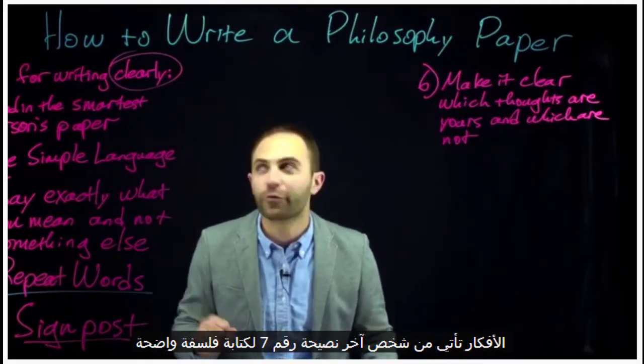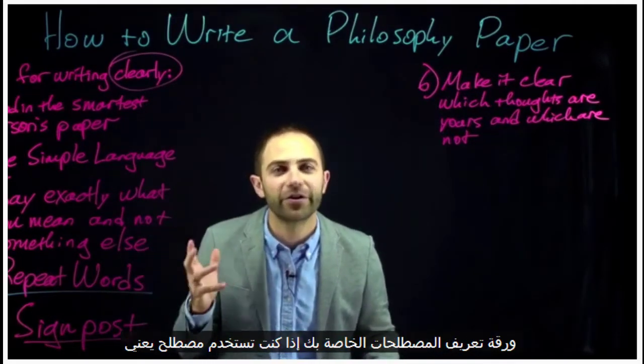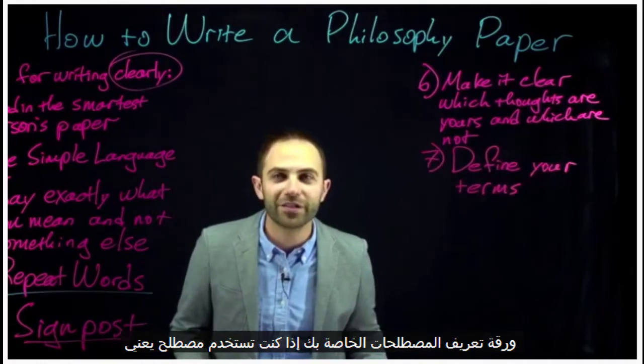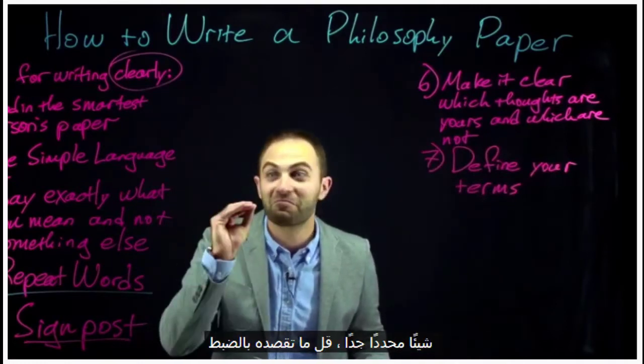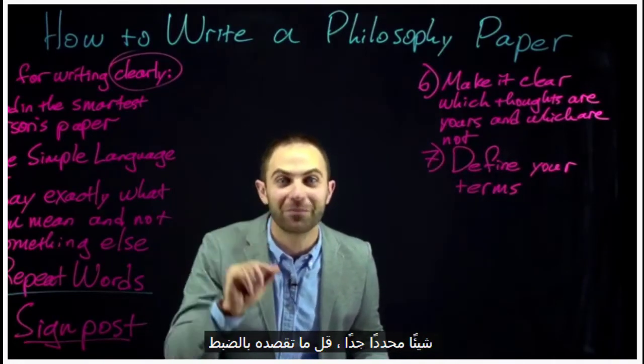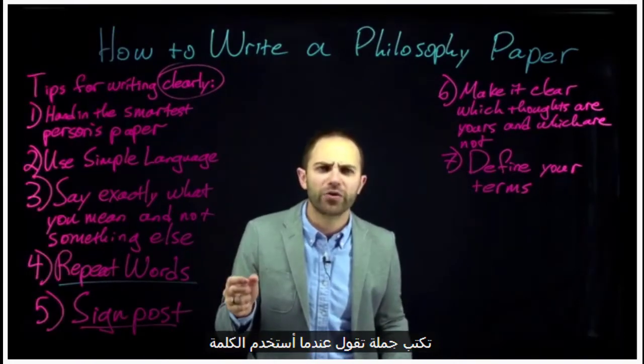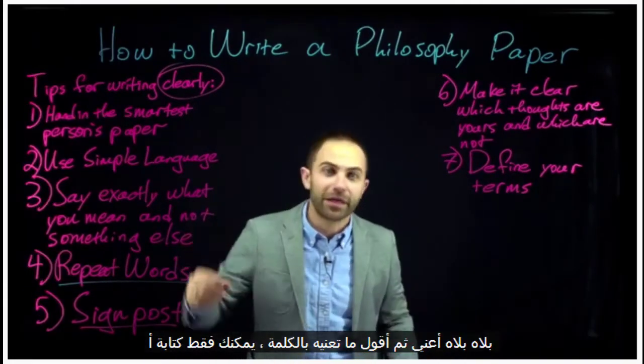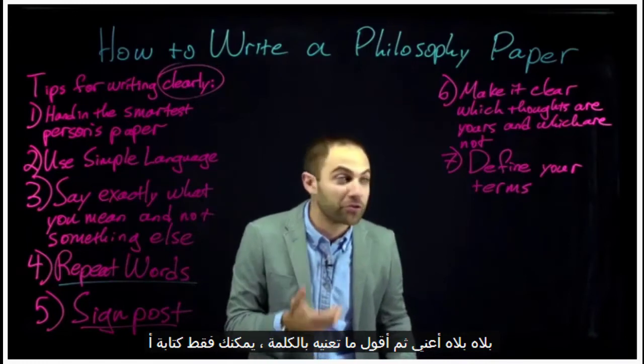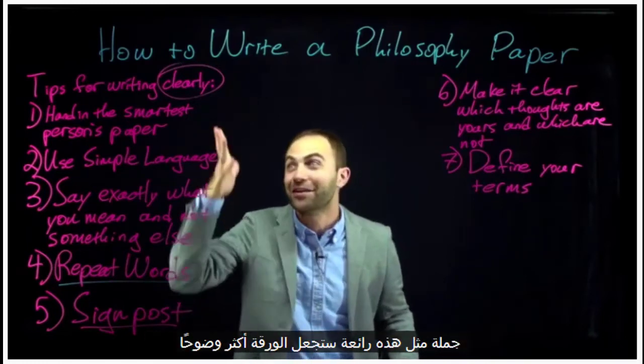Tip 7 for writing a clear philosophy paper: define your terms. If you're using some term to mean something very specific, then just say exactly what you mean by it. Write a sentence that says, when I use the word blah, blah, I mean, and then say what you mean by the word. You can just write a sentence like that. That's great. That'll make the paper clearer.